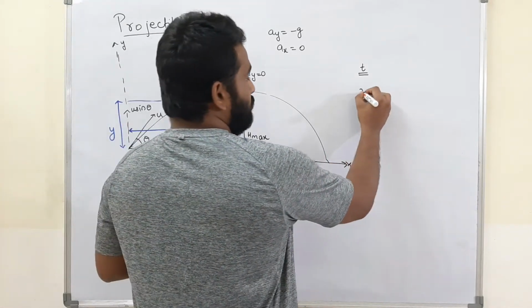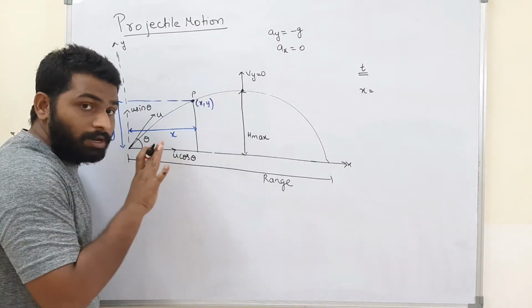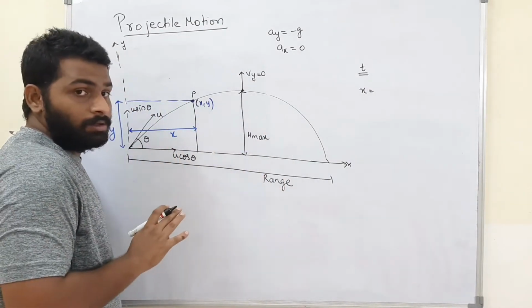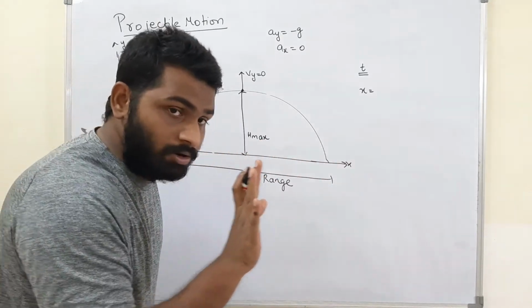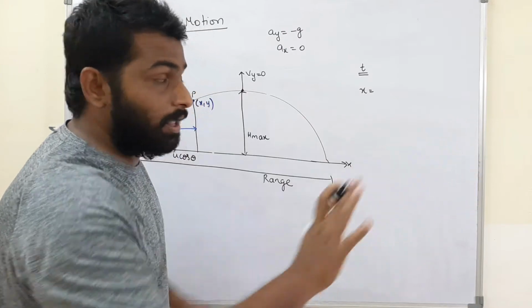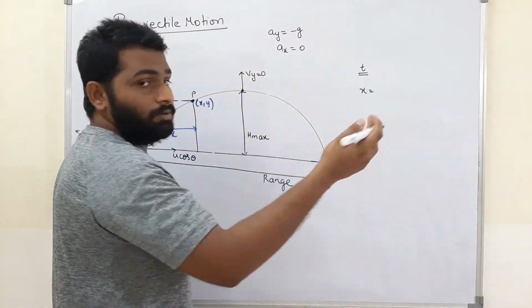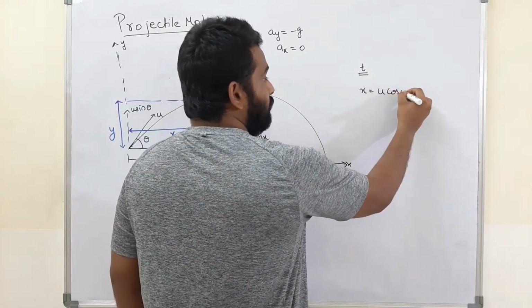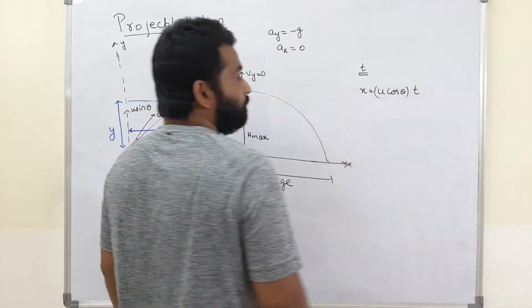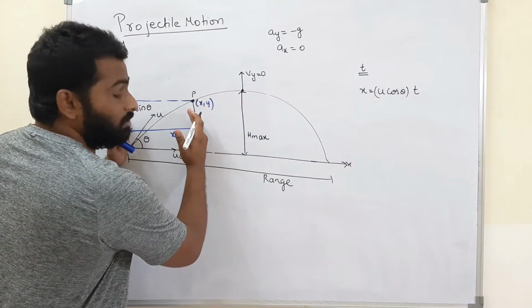Now, what is the distance traveled by the body in the x direction? Because of the horizontal velocity, the body will travel in the x direction. The u sin theta won't do anything along the horizontal direction. Only because of u cos theta the body is traveling horizontally, and the acceleration is 0. That means the body will travel with a constant velocity. Therefore, after some time t, what distance is traveled by the body on the x axis? This is u cos theta into t. That means at some particular time t, the body has traveled this much x distance.